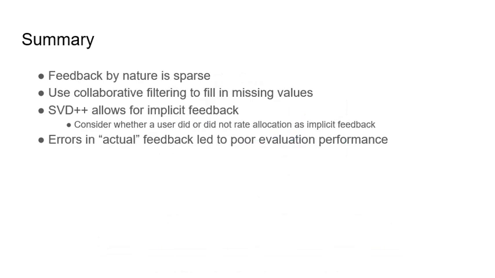To summarize, Communication Group 2, part of the For All AI agent, we really were focused on feedback, which by nature is sparse because users do not like to fill out feedback, and especially not all of it. We were specifically looking at quantity feedback of an allocation, and we used collaborative filtering to fill in those missing values. We found that SVD++ allowed for implicit feedback to be incorporated, giving us a better overall recommendation.